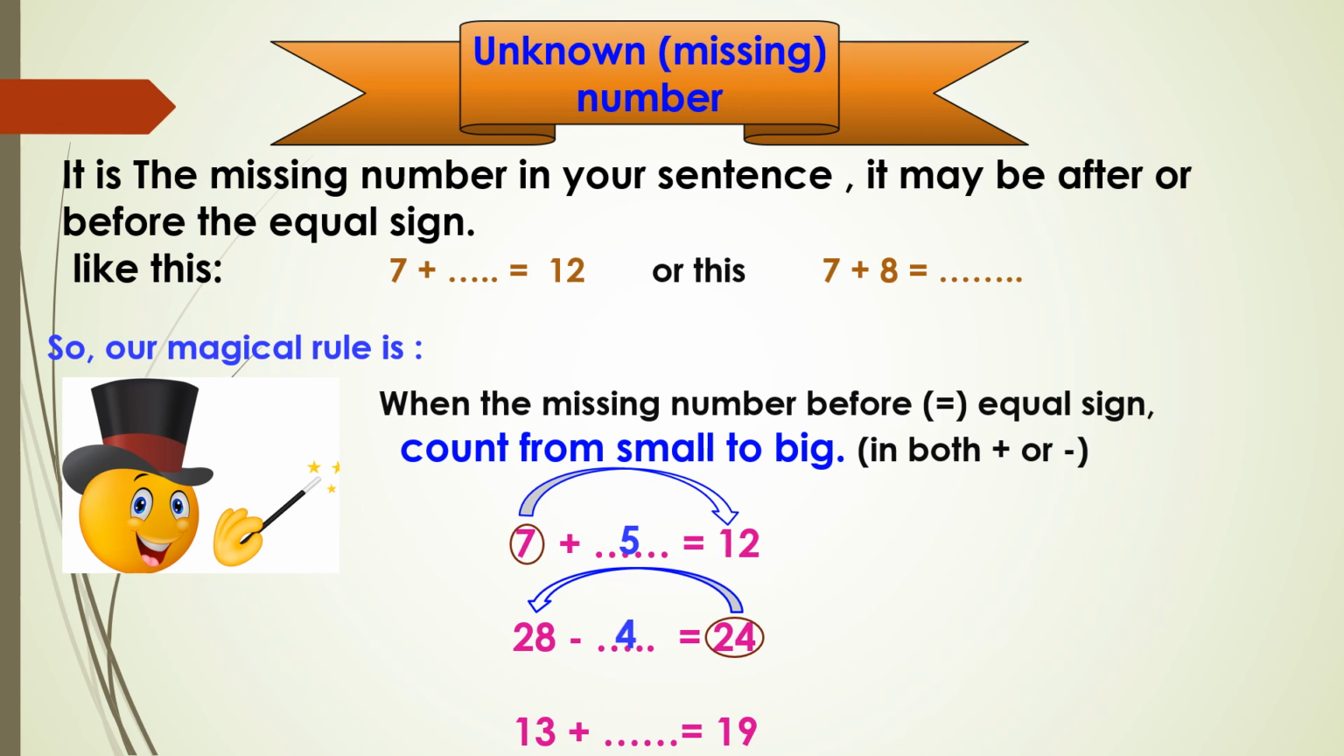The last one, 13 plus what equals 19? Count from small number to big number. Okay, small number here 13. So we will count from 13 to 19. After 13, 14, 15, 16, 17, 18, 19, and stop. How many fingers do we have? 6. So we will write 6.